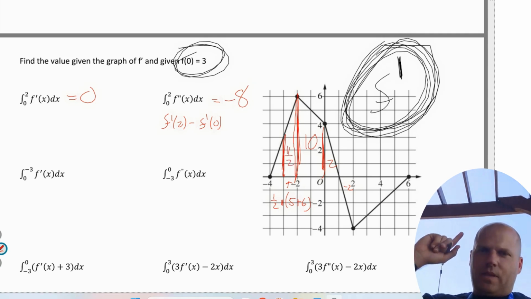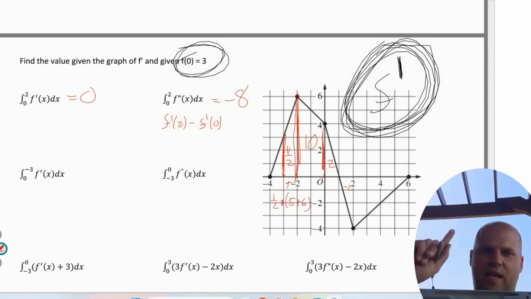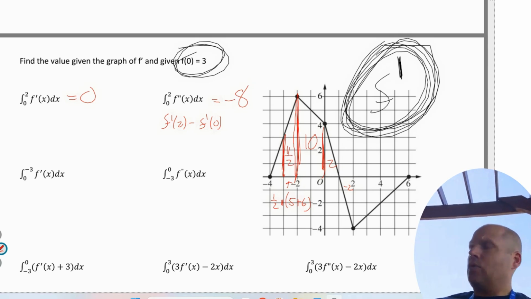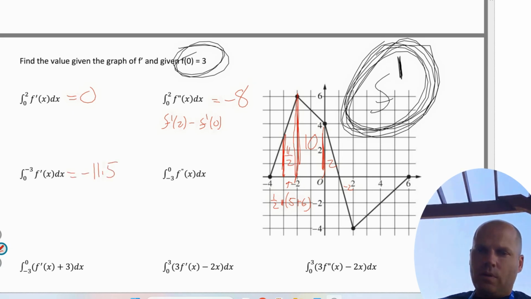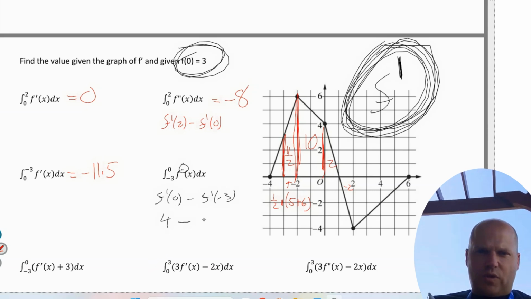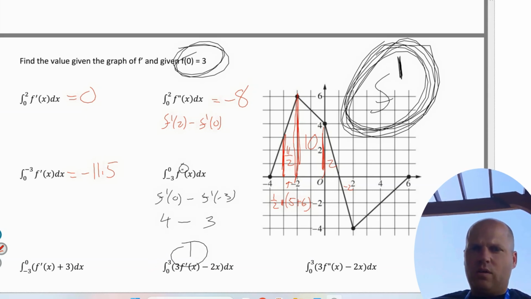Okay. I got 0 to negative 3, which will be 10 plus 5.5, which is 11.5, but make it the opposite. Oh, heads up. F double prime. F prime of 0 minus F prime of negative 3. F prime of 0 is 4. F prime of negative 3 is 3. So 1.